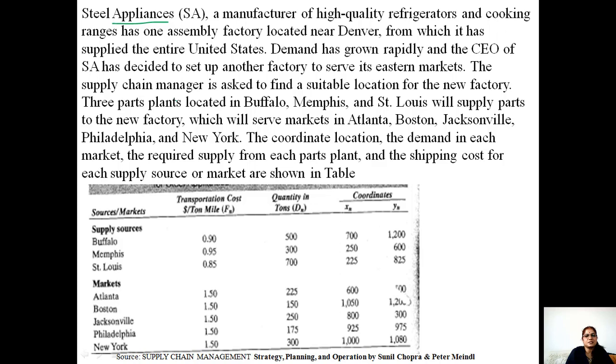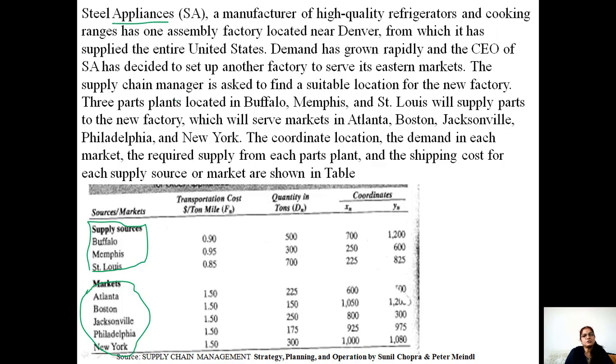Three supply sources are considered. We can make out here supply sources are three. That means the new plant has to interact with these three supply sources for various raw materials, and it has to interact with the 5 markets situated in Atlanta, Boston, New York and so on.